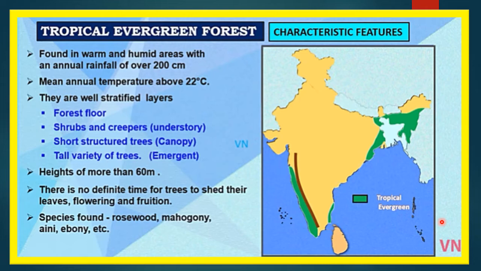And there is no definite time for the trees to shed their leaves and flower or bear fruits, and that is why they remain evergreen. Throughout the year they are green. And the important trees that are found here are rosewood, mahogany, aini, ebony, etc.